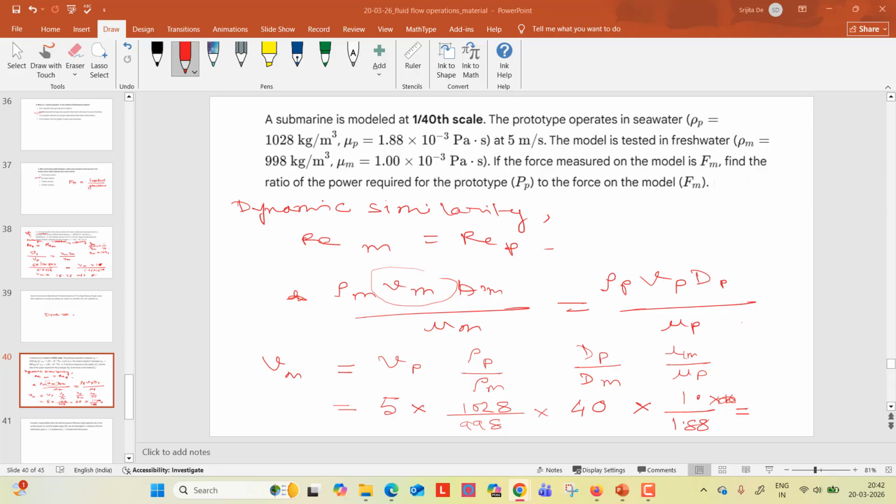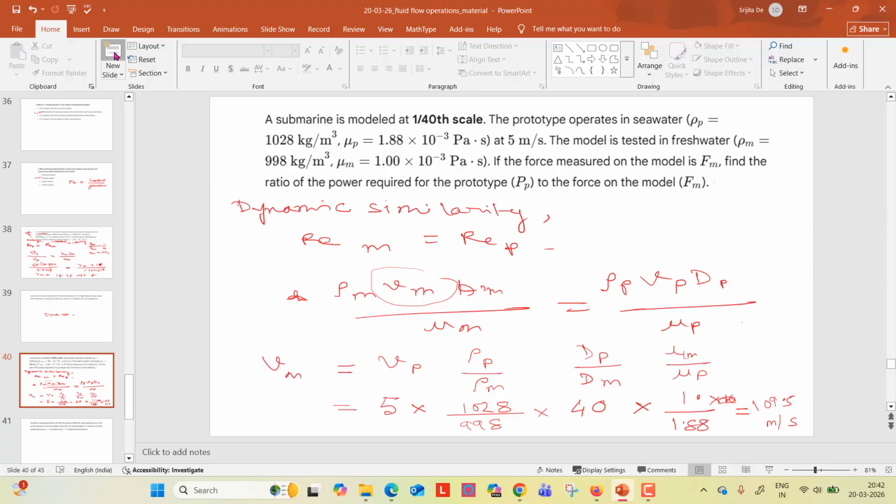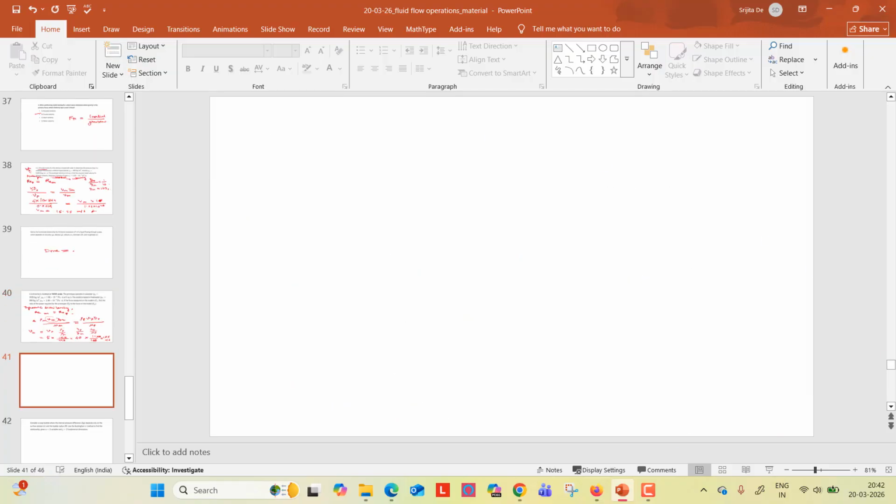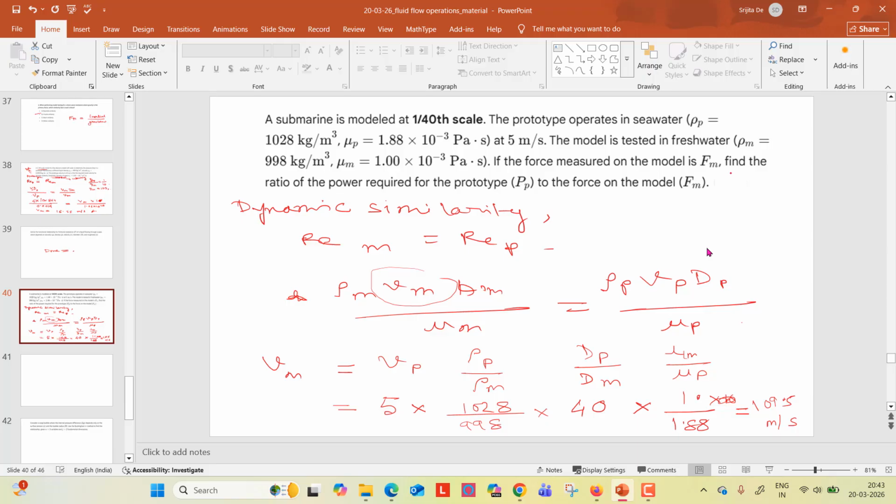So it is coming as 109.5 meter per second model velocity. Next, we have to find the ratio of the power required for the prototype to the force on the model.